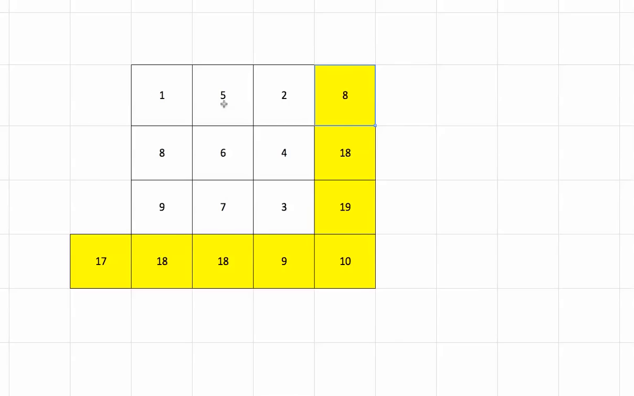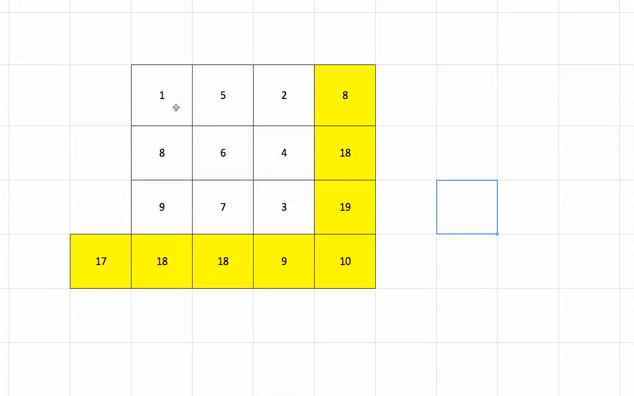So 1 plus 5 plus 2 is 8. And that row as well, then that row. I've also programmed it to add up the numbers that go in each column. So 1 plus 8 plus 9 is 18. Likewise for those two columns. And then for the diagonals, 1 plus 6 plus 3 is 10, and 2 plus 6 plus 9 is 17.